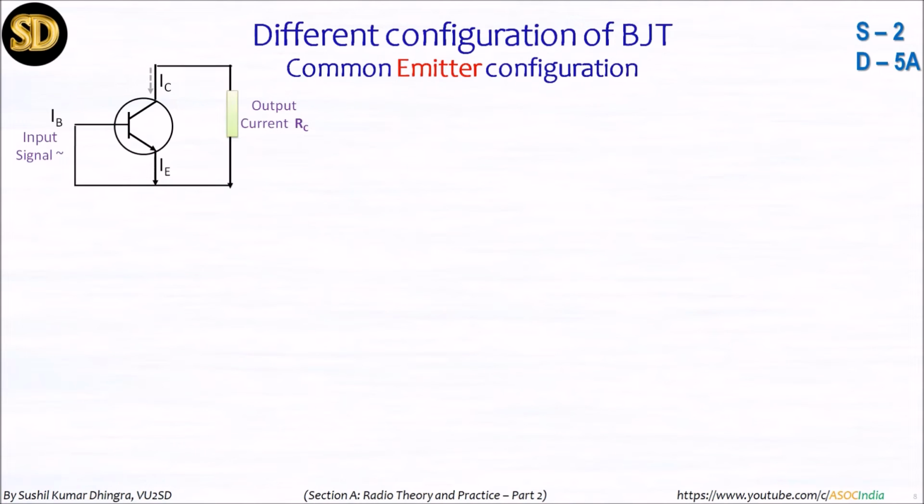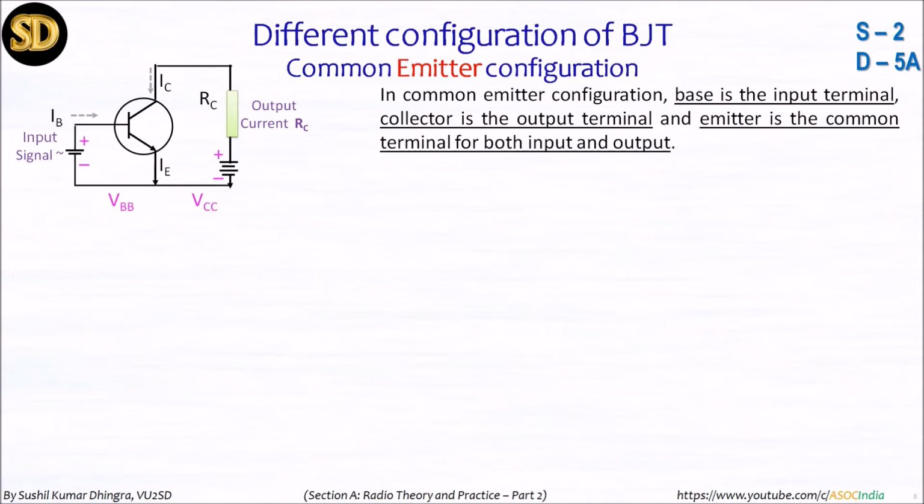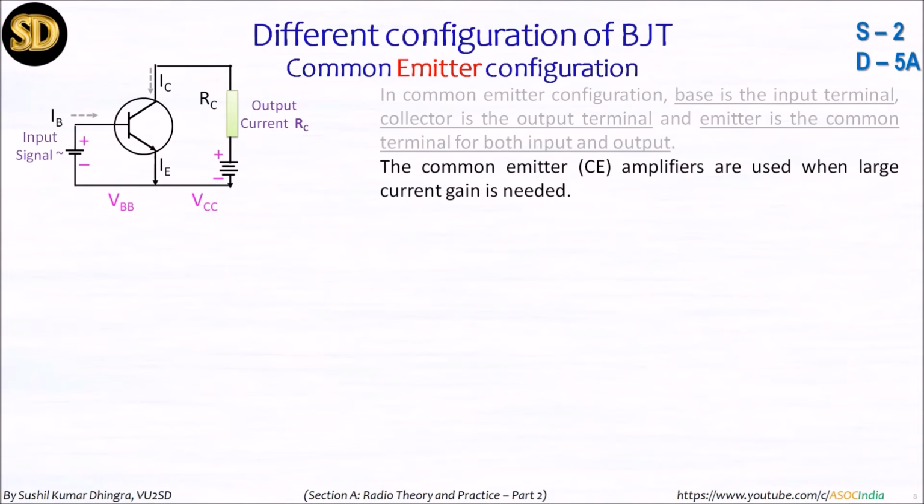So this is common emitter configuration. As the name suggests, the emitter is common: input is given to the base and output is taken from the collector. Going into detail, in common emitter configuration, the base is the input terminal, the collector is the output terminal, and the emitter is the common terminal for both input and output.